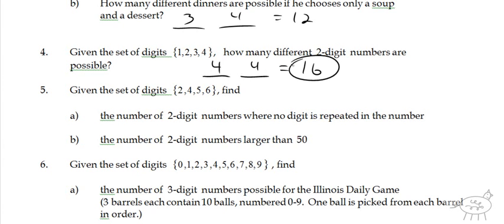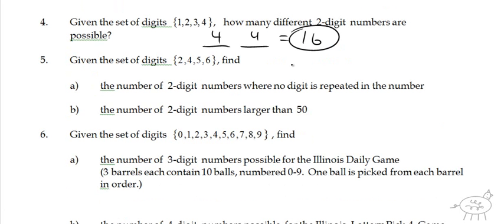Number 5, given the set of digits 2, 4, 5, 6, find the number of 2-digit numbers where no digit is repeated in the number. Okay, well, first of all, there's no restrictions here, right? But it just says no numbers are repeated. So if I start out here, I have 4 possibilities to start out with. I use one of the numbers, I have 3. Now so I have 12 total.